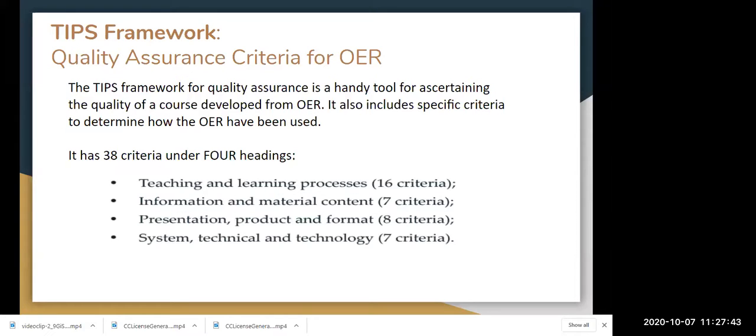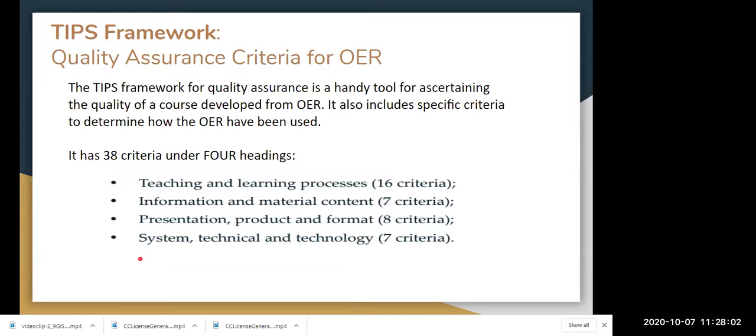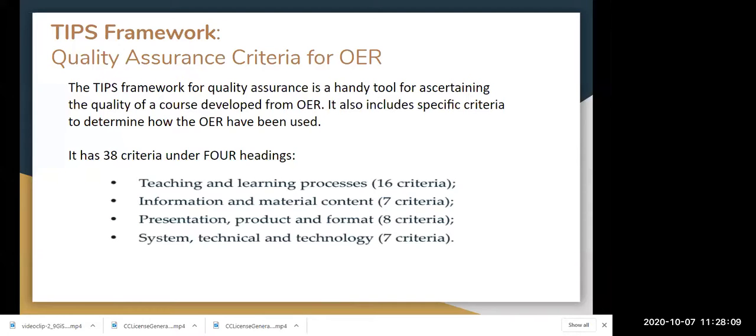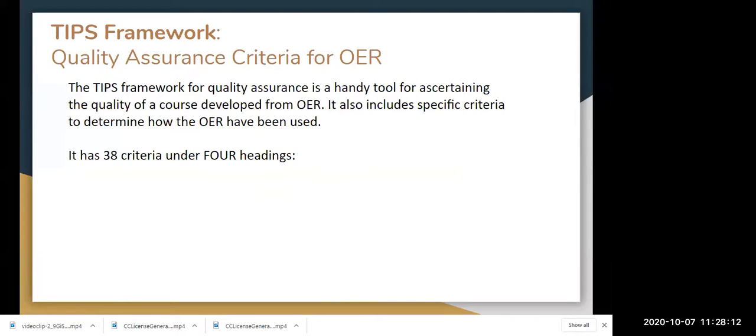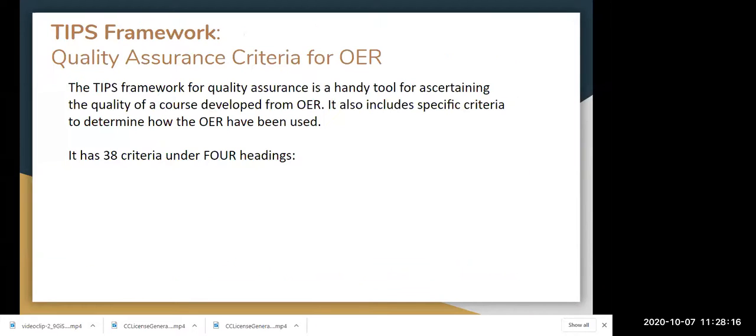Okay, it has 38 criteria under 4 headings. First, teaching and learning process, with 16 criteria. Information and material content, 7. Presentation, product, and format, 8 criteria. And from the technical aspect, system, technical, and technology, they have 7 criteria. So altogether, there are 38 criteria. And if I'm not mistaken, these 38 criteria have pretty much captured whatever elements are mentioned in this blue box.